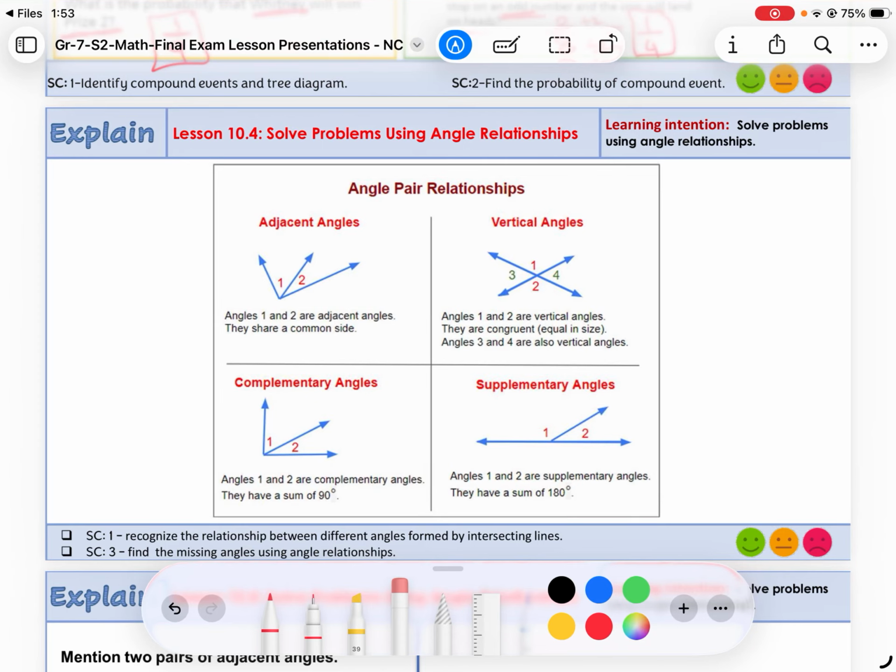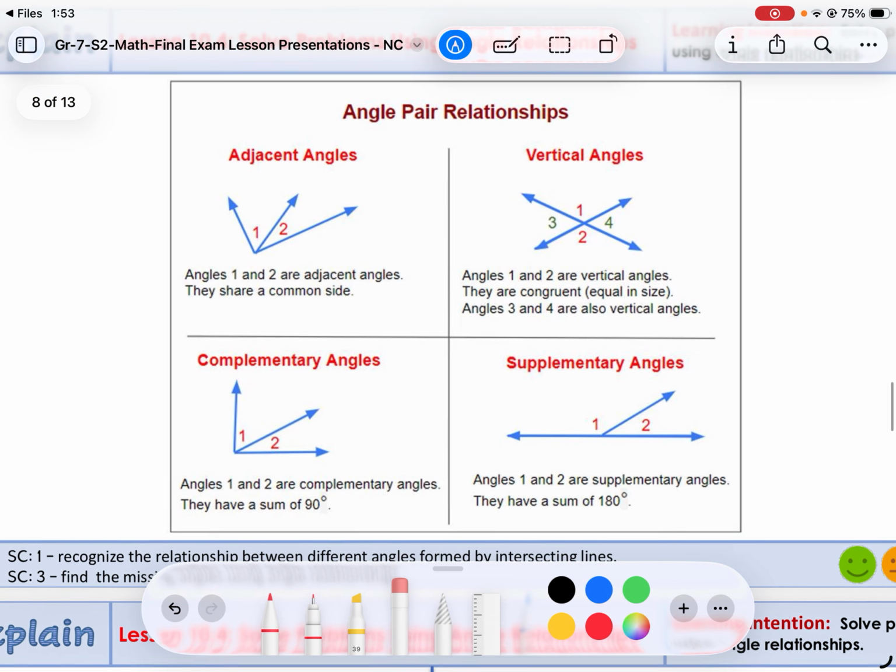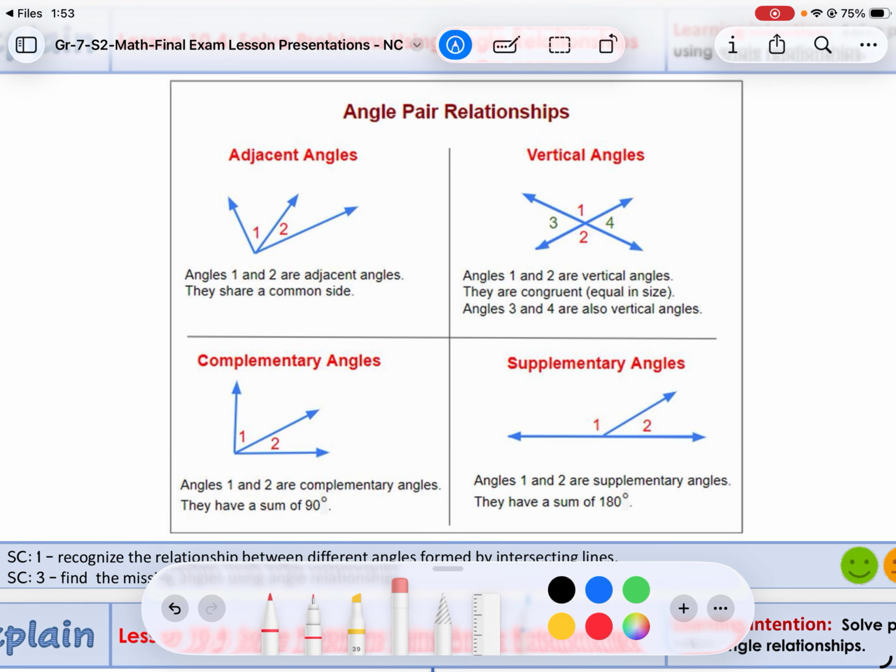And now we are moving on to our fourth lesson, which is solve problems using angles, angle relationships. So let's just start by identifying the types of angles that we have in this lesson. So first of all, we have the adjacent angles.